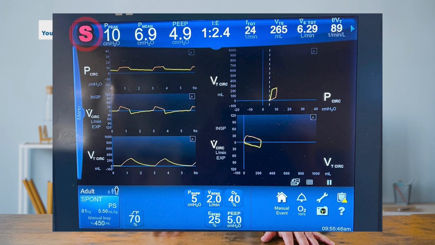Take a look at this screenshot of the PS mode. The breath is labeled as S breath, meaning spontaneous breath. There is no backup rate. The target here is labeled as pressure support or P support, and the E sensitivity is the flow cycle set at 25%. Let's move to the 8th concept.